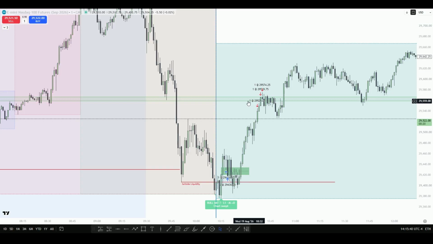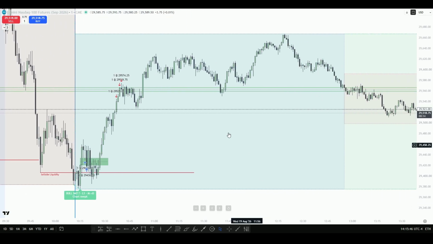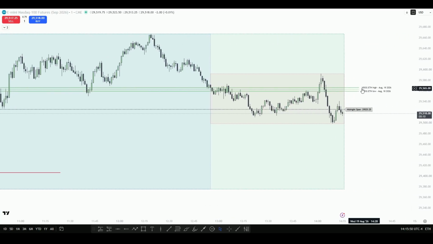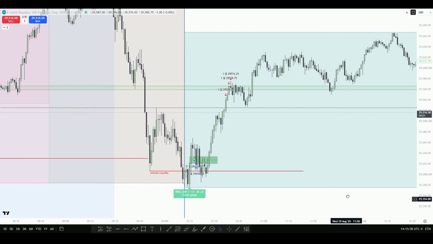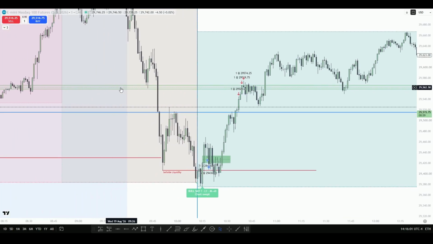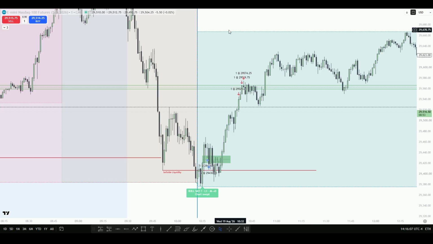So first of all, we have a draw on liquidity, this new day opening gap of today here. So that's the NDOG of August 18th, apologies, of yesterday, electronic trading hours NDOG. Okay, so that's this green level here, box, whatever. Okay, so that's the first draw.